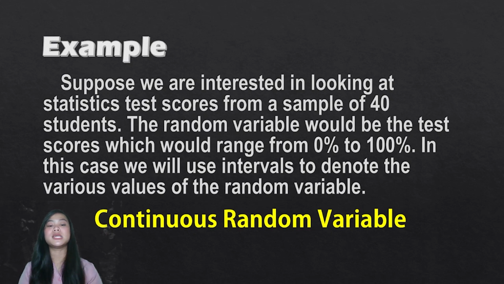Another example is the weight of newborn babies, and also the amount of paint needed for a certain canvas or a certain project. So the amount of paint cannot be counted. It can be measured, like for example 1 liter, 2 liters. The weight of newborn babies can be measured in kilograms or in grams or in pounds, and so on. So those are the random variables.